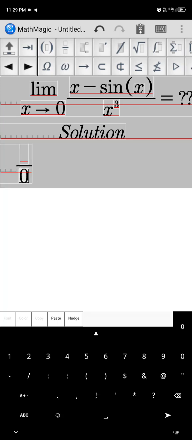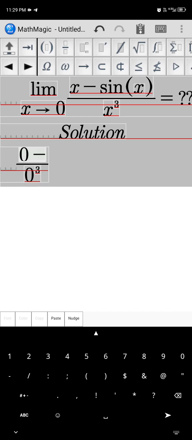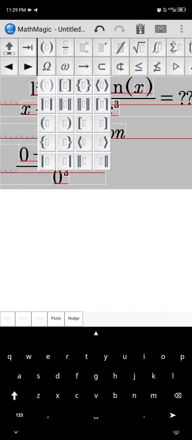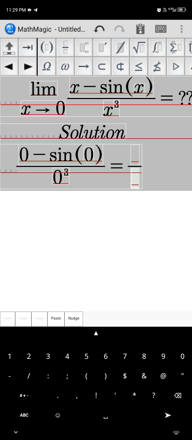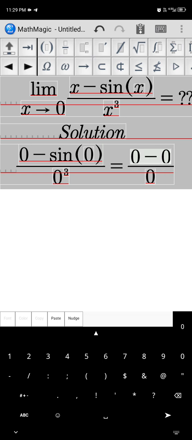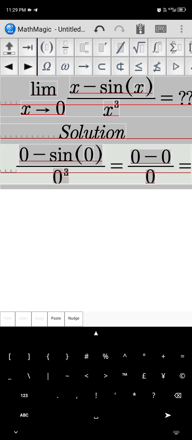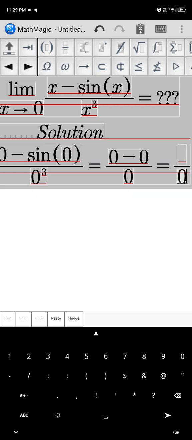That is 0 minus sine 0 over 0 raised to the power of 3. Don't forget that sine 0 will give you 0, and 0 raised to the power of 3 is 0. So this will be 0 minus 0 over 0, which is equal to 0 over 0. So that shows that if we substitute x to be 0 straightforward, we are not going to get the answer we need.